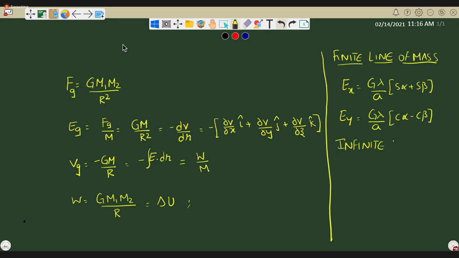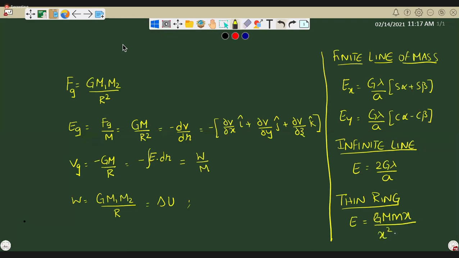Infinite line: your field is equal to 2G lambda by A. Thin ring: your electric field is GMX divided by X square plus R square whole power 3 by 2.